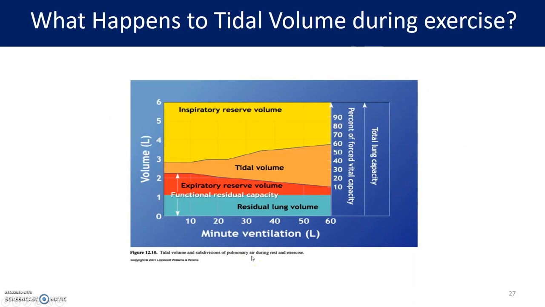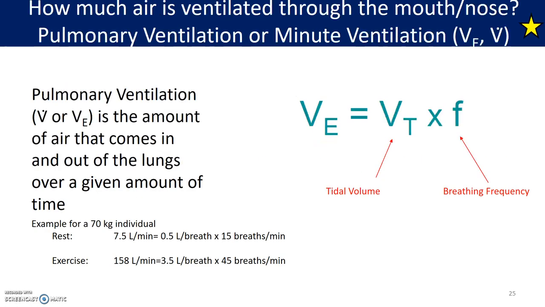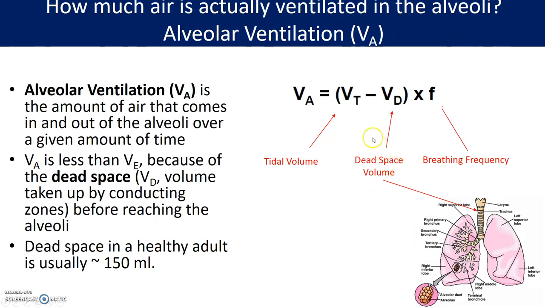Okay, so to calculate alveolar ventilation, if we had a tidal volume of 500 milliliters, then we would take 500 minus 150 and multiply that by the breathing frequency. Your alveolar ventilation is always going to be less than your pulmonary ventilation because you have to subtract dead space out.